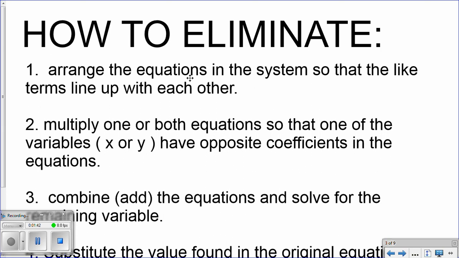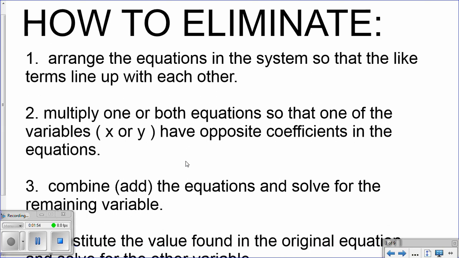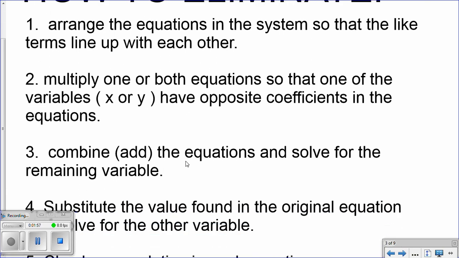Okay? Step 2 is multiply one or both equations so that one of the variables, either the x or the y, doesn't matter which, has opposite coefficients. So same number but different signs in the equations. Step 3, you combine them by adding and then solve for the remaining variable, because when you combine them, one of the variables will cancel out because of the opposite signs. So you'll only be left with the other variable, which you can then solve for.